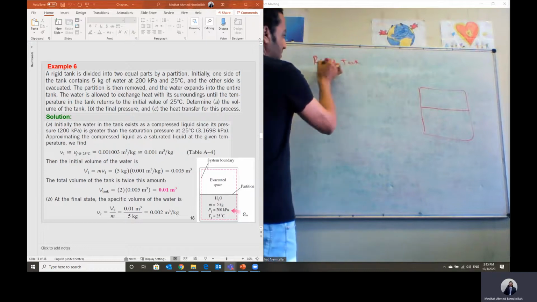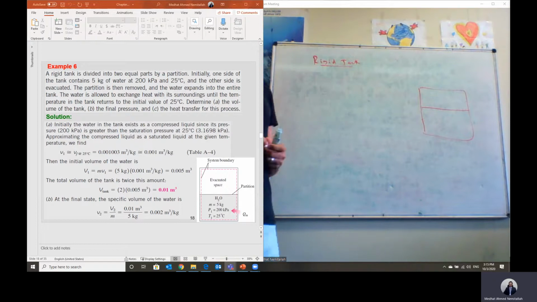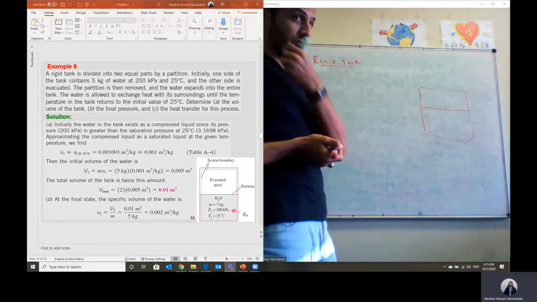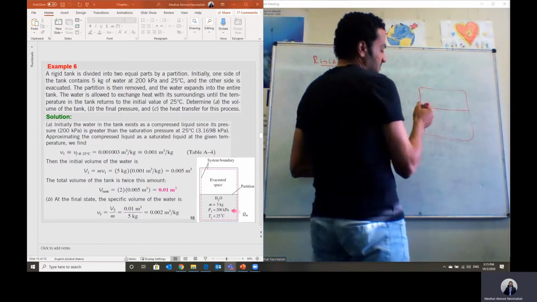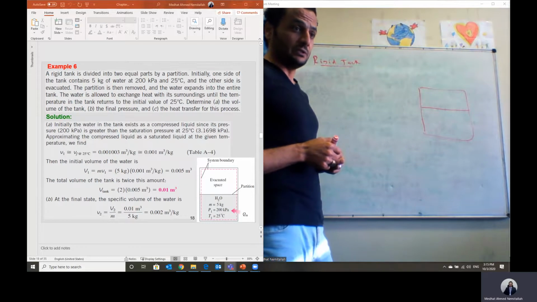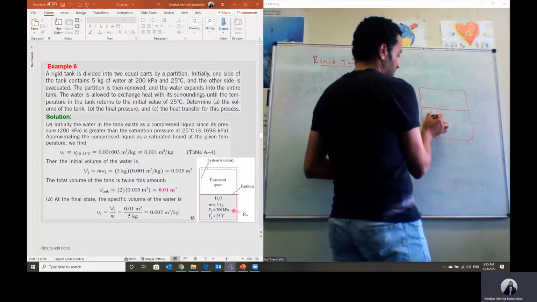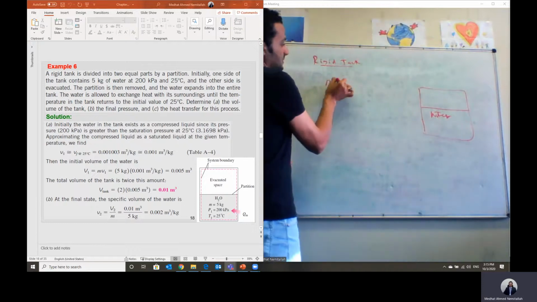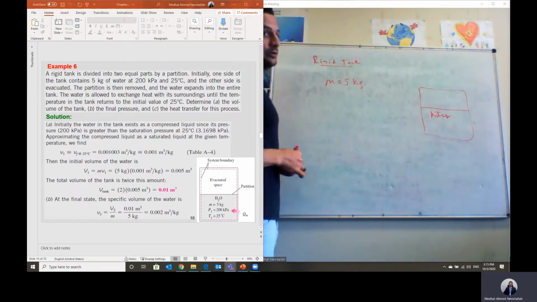In a problem, we have to decide about the system type, either closed or open. A rigid tank means the system is closed in this case. This tank contains 5 kilograms of water, so the working fluid in this case is water, and I'm going to use the steam tables. Half of this rigid tank contains water. The mass of water, m, is equal to 5 kilograms.